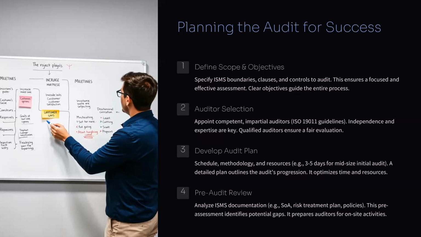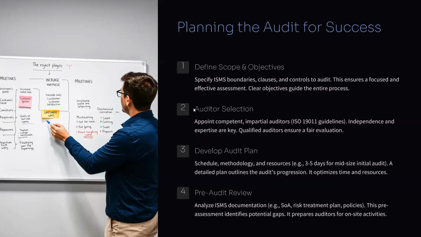Now what is the first thing? The first thing is we are going to define a scope. Okay, we are going to specify the ISMS boundary, clauses and controls that need to be audited. So with this, we can give full attention to that area. A simple thing. If you have the scope, that means we are going to give our full attention to that area. A clear objective, a guide to be processed.